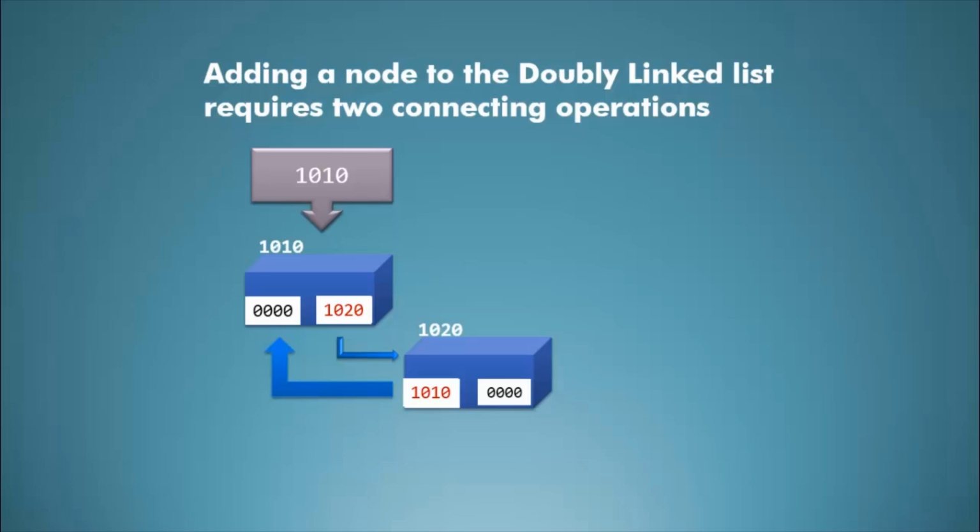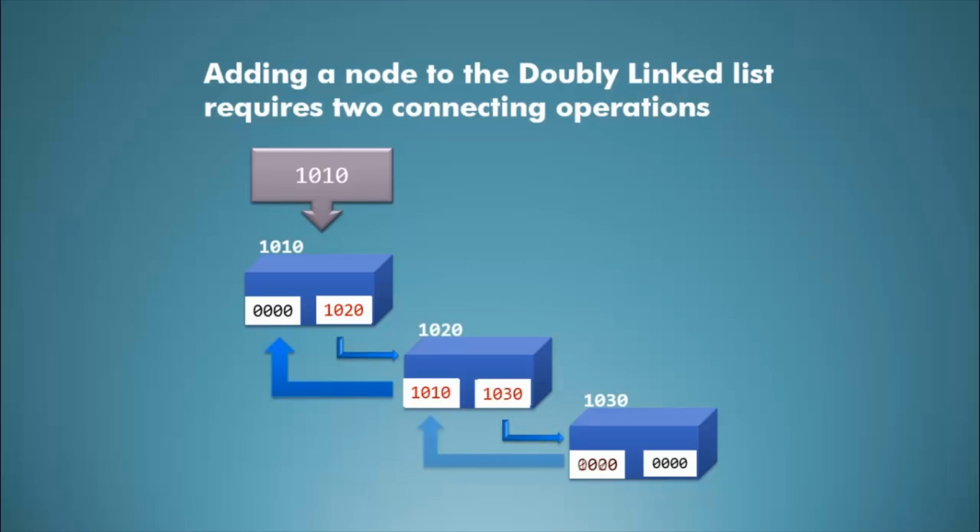And so in this way, I can read from 1010 to 1020. I could also read from 1020 up to 1010. Now you notice that 1020 next has a null pointer, and that would tell me that I've reached the end of the list. And the 1010 back pointer is null, and that tells me that I have reached the beginning of the list. And I can just continue on like this.